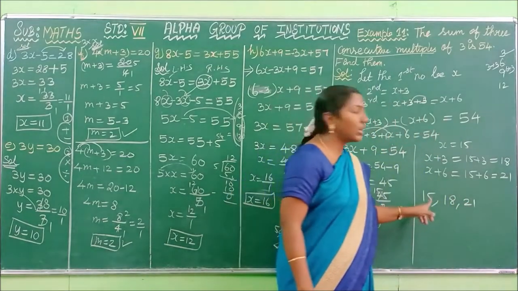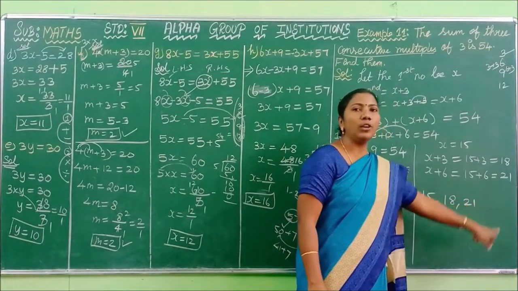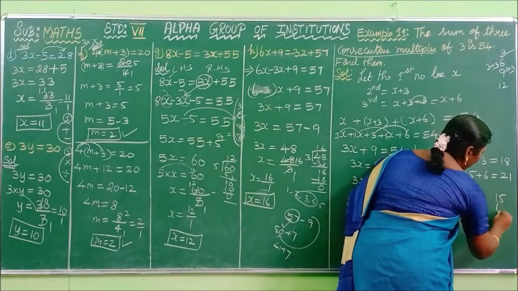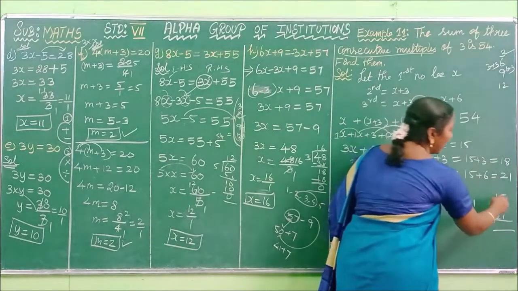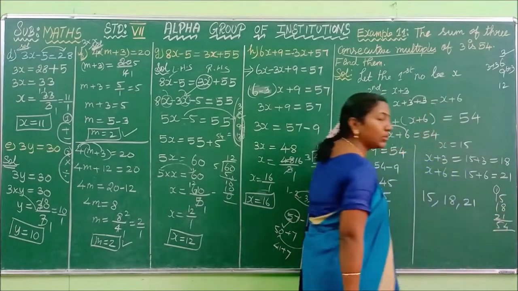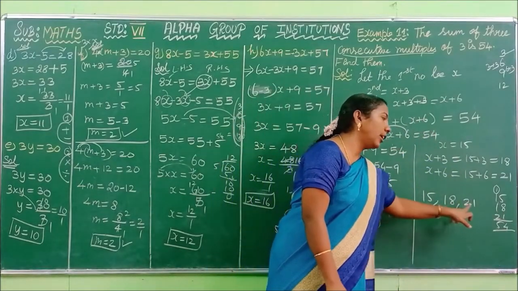All the three numbers are consecutive multiples of 3. If you add these three numbers, definitely you get 54. Let us check whether we are getting the number 54. 8 plus 1, 9, 9 plus 5, 14, remainder 1, 1 plus 1, 2, 3 plus 2, 5, 5 plus 0, 5, 4. Thus, we have found out the three numbers 15, 18, 21.